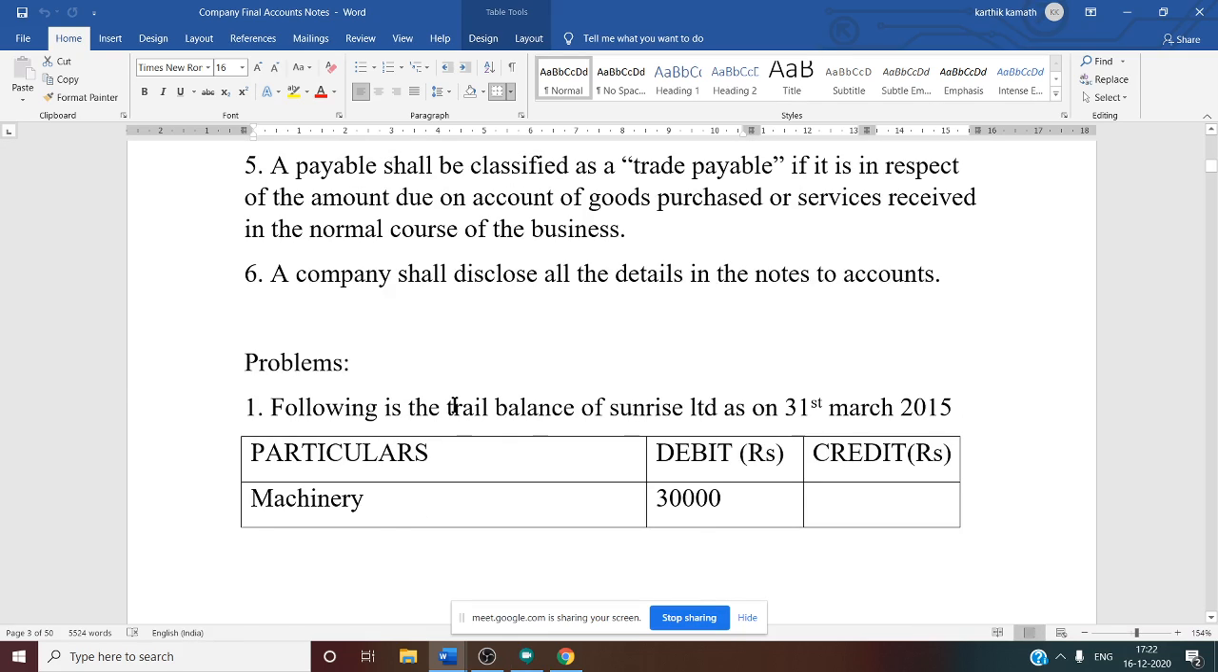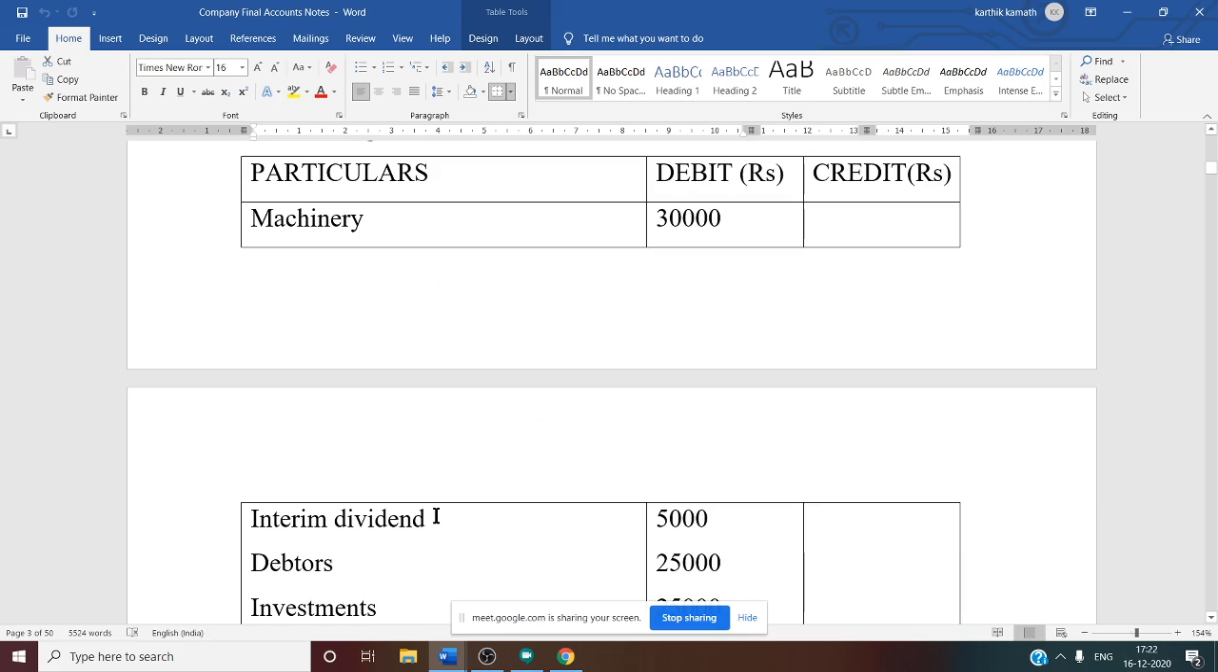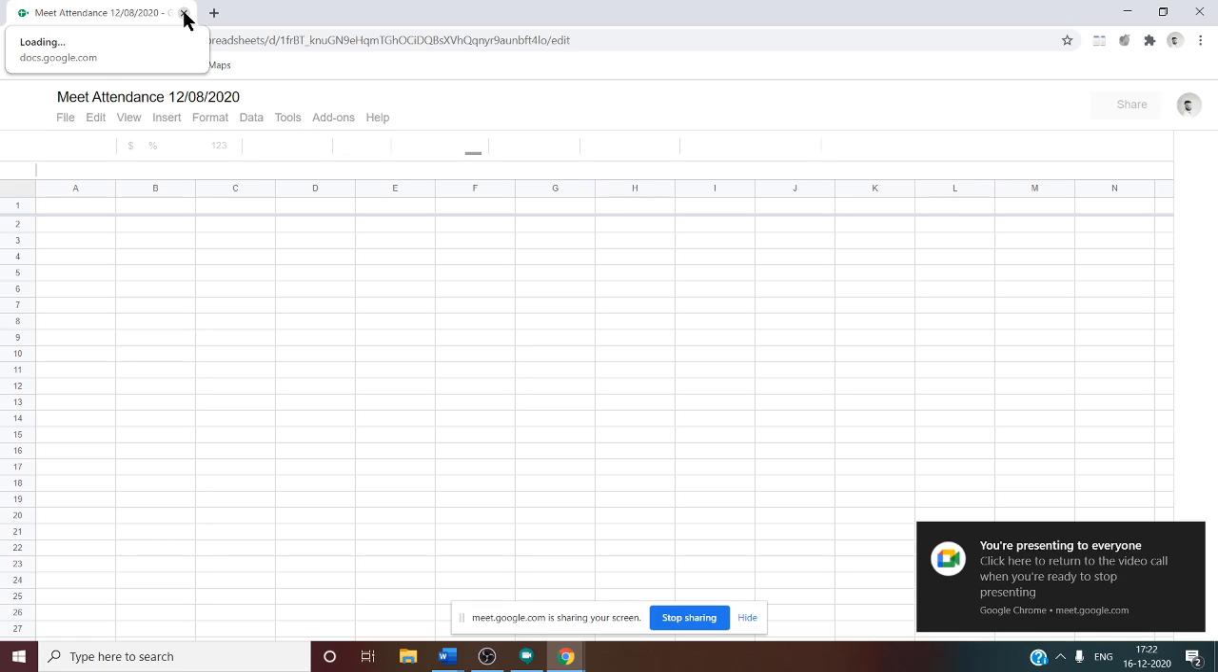Then next one, interim dividend. Where will interim dividend come? For this there is an adjustment, that is a P&L adjustment item, interim dividend. And one more thing: whatever is given in the adjustments, that is, in the question there are adjustments, they will give 4 to 5 adjustments. Whatever is given in the adjustment has to appear twice, and whatever is given in the trial balance has to appear once, only once. So we have to see now how it will appear.